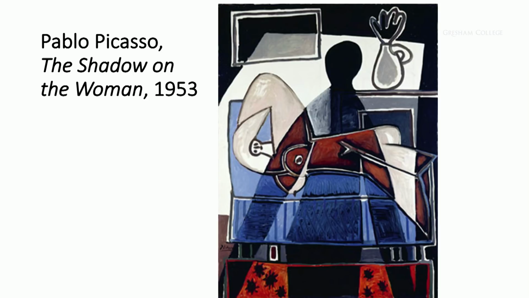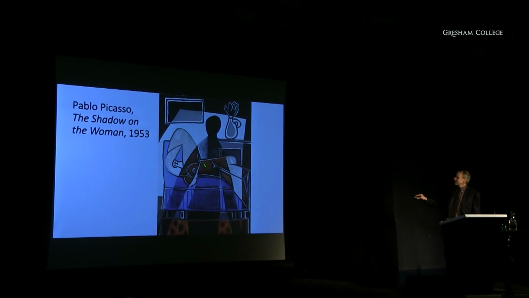Picasso did the shadow on the woman in 1953. And you see sort of a nude model here. And this sort of represents the artist because there's a sort of a hand there. And the part of the model that's covered by the shadow is sort of reddish to suggest maybe an erotic quality to the shadow's covering.